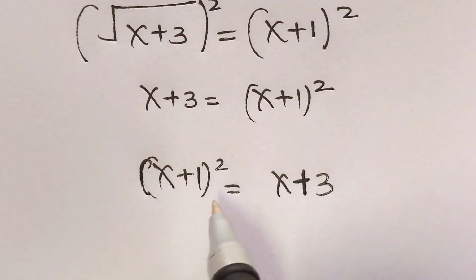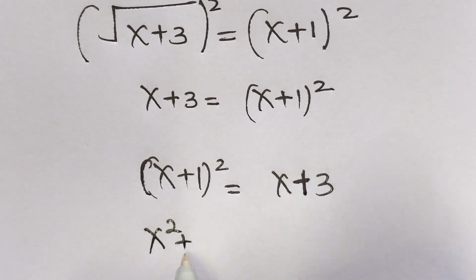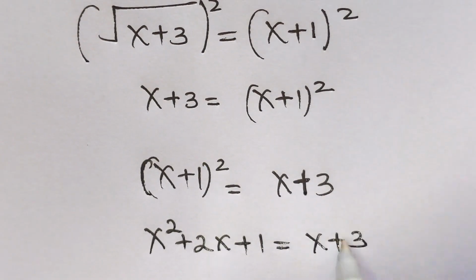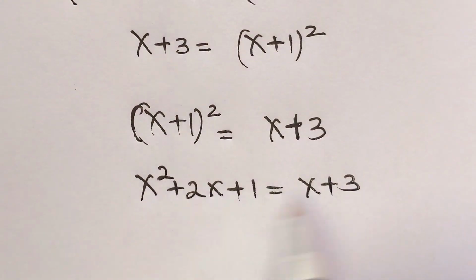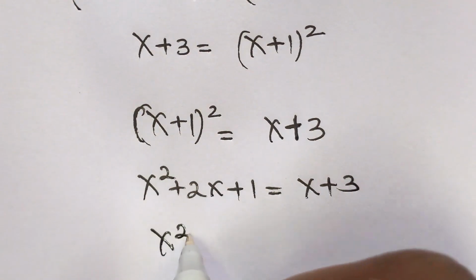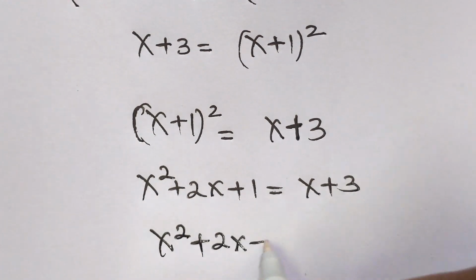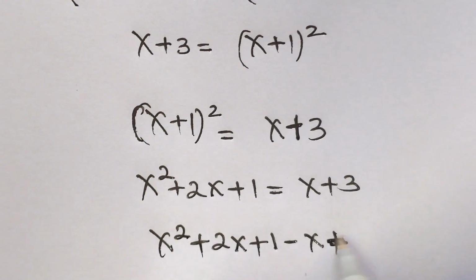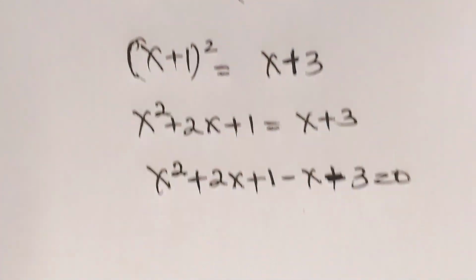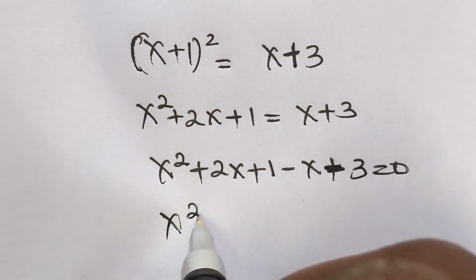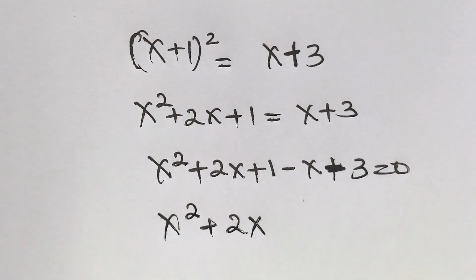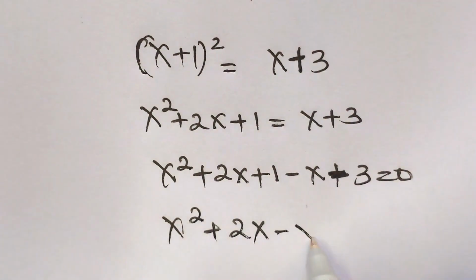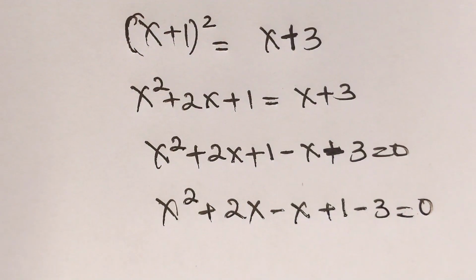Then x plus 1 squared can be written as x squared plus 2x plus 1, which is equal to x plus 3. At this stage we can group like terms to get x squared plus 2x plus 1 minus x minus 3 equals 0, and of course x squared plus 2x minus x plus 1 minus 3 will be 0.